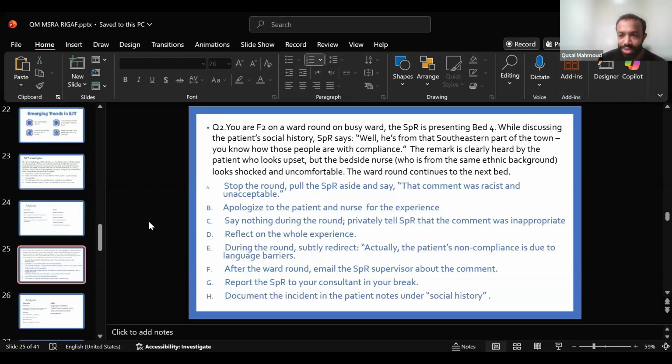And the registrar is presenting one patient, and he's being racist by talking about part of the town, saying they are not compliant, and that's very inappropriate. So he made that remark already, and it has been heard by the patient and by the nurse. And the ward round continues to the next bit. That happened already. That's why A makes no sense. A is a good option if he is doing that now, or that was the last patient and we have no clinical care to continue. Then I should address it immediately, but it is not the case. You should not stop the ward round. So A made no sense.